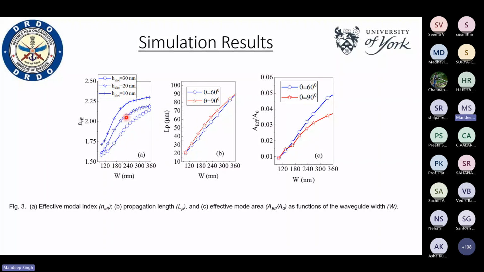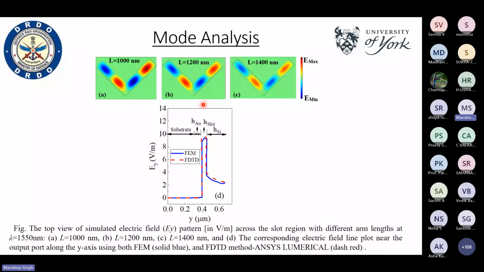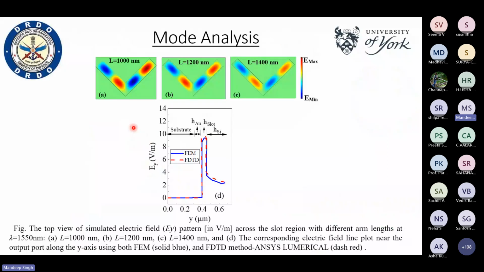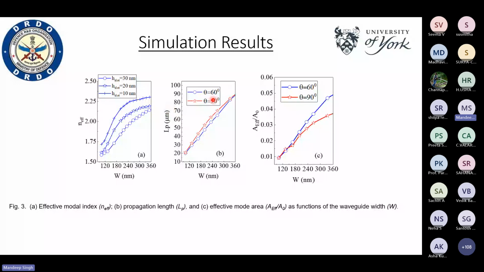Next, we have calculated the propagation length for different arm angles, because you can see the theta angle is there, and it can vary from 60 to 90. Again, what we have observed is that if you use 90 degrees, you will have better propagation length.